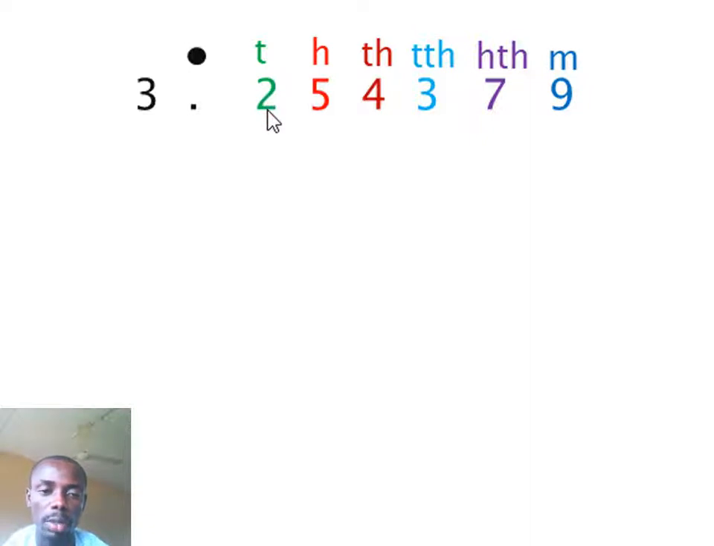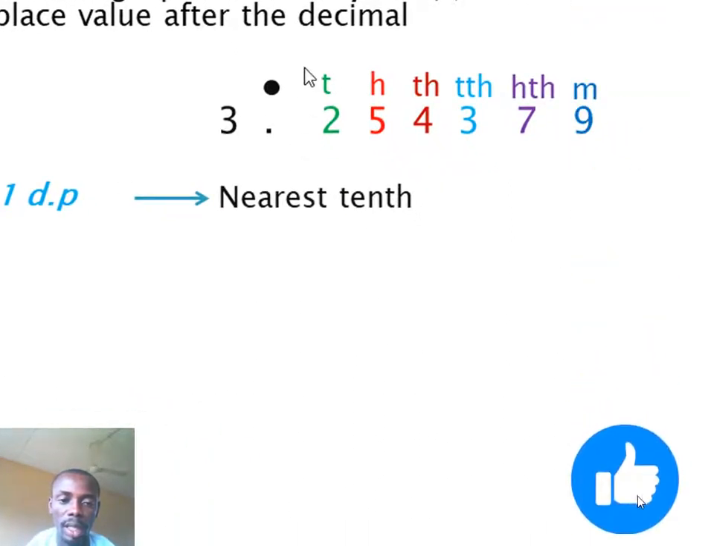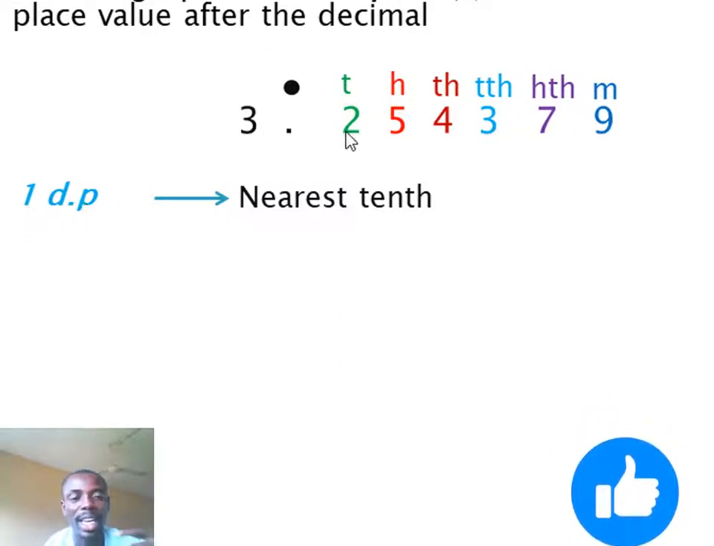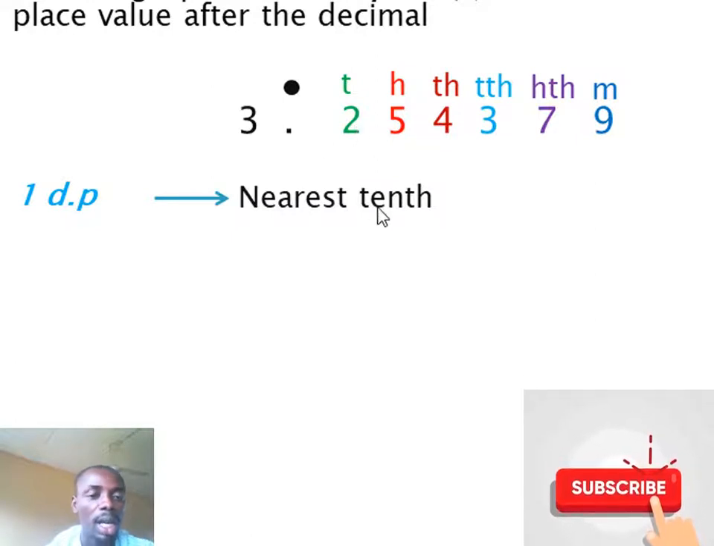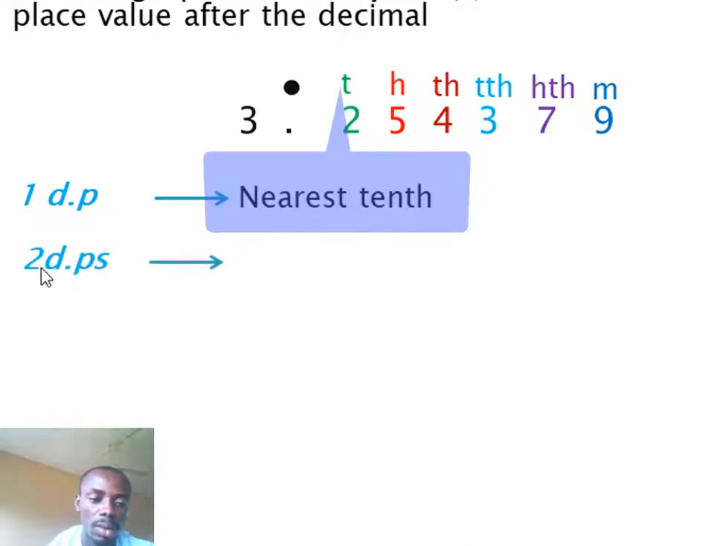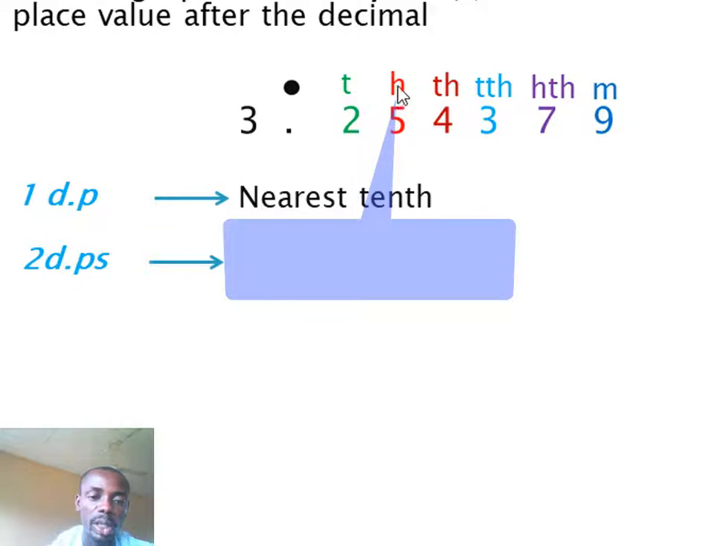To 1 decimal place is the same thing as to the nearest tenth. So when they say one decimal place, that is just one figure after the decimal, and it's still the same thing as saying to the nearest tenth. Now to two decimal places, that's going to be two figures after the decimal, and here is the second figure. So it's the same way of saying to the nearest hundredth.